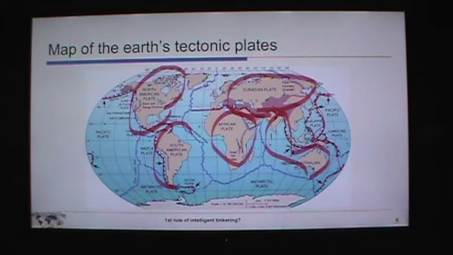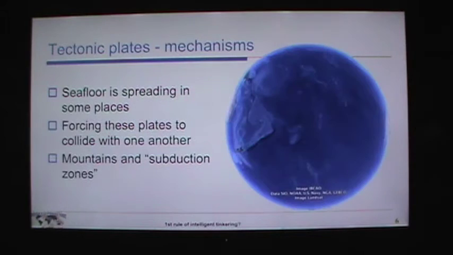There's this thing that goes all the way around the Pacific Ocean called the Ring of Fire. That's where these tectonic plates are doing some interesting things. What are they doing? Well, we didn't really understand what tectonic plates were until, well, gosh, 50, 60 years ago.